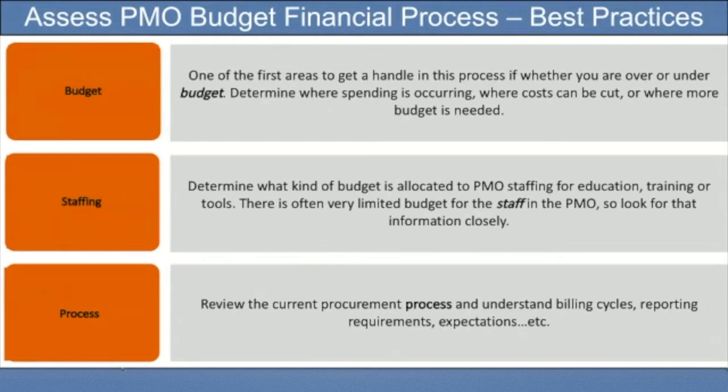Staffing, determine what kind of budget's allocated for the staffing. A lot of times what PMO managers struggle with is, hey, I'm an organization that has staff, and what kind of money and budget do I allocate to my staff for training, for tools, for education? Often very, very limited. Well, you want to know that. You want to know that you've got 10 employees and there's X amount of dollars that you can spend for those employees. That's a great thing to understand from a financial perspective as well, especially as you're assessing and reviewing the PMO.